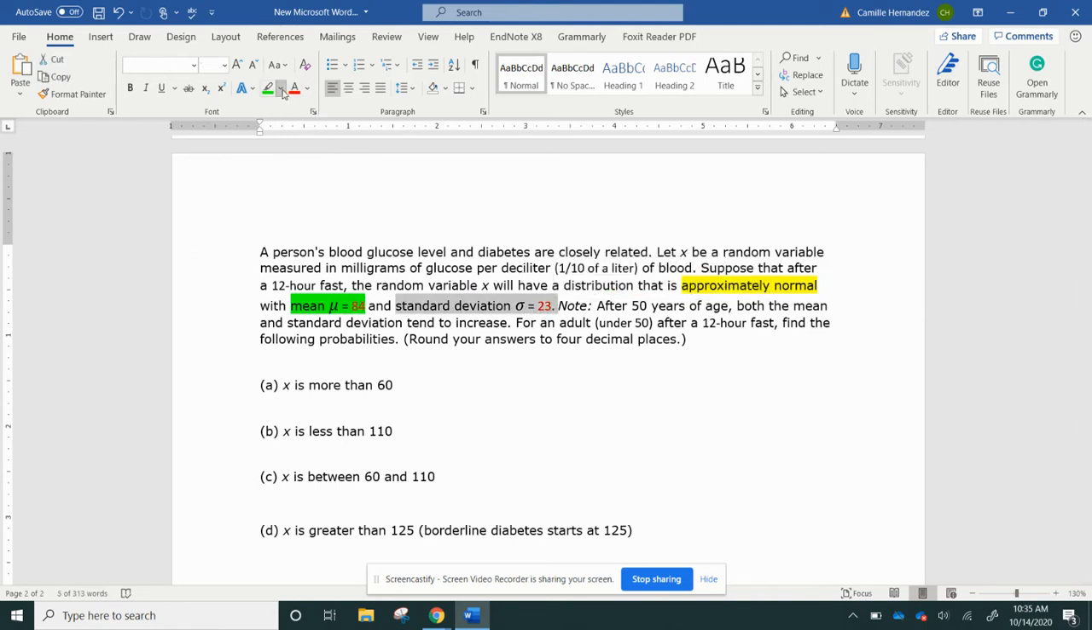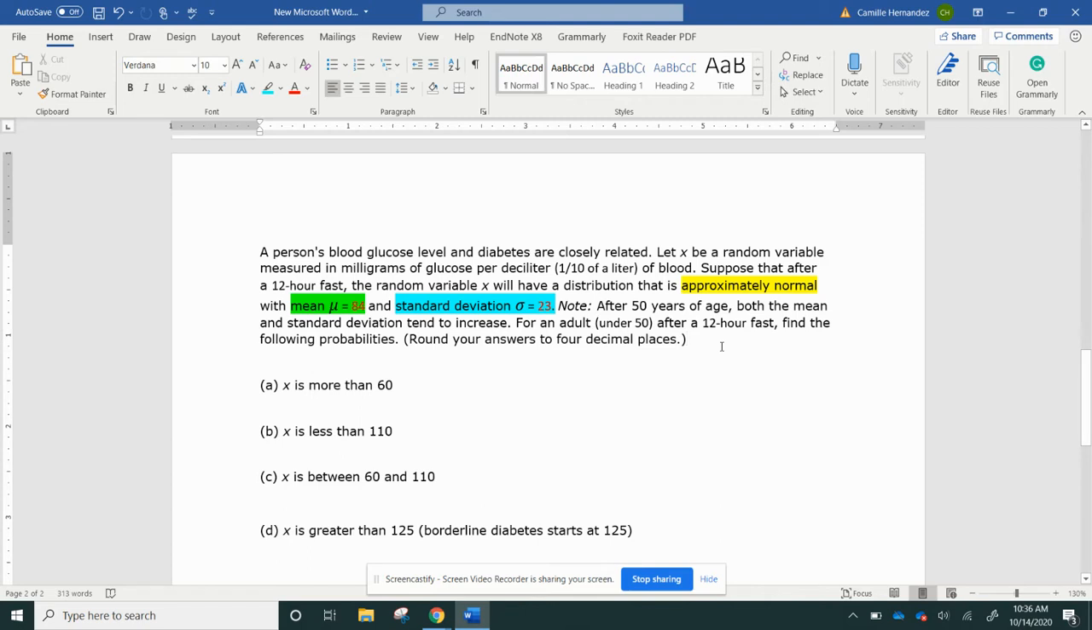All right, highlighted it, got all my stuff. I'm good to go. After 50 years of age, both the mean and standard deviation tend to increase. For an adult under 50 after a 12-hour fast, find the probabilities. Okay, so I'm looking at people under 50.